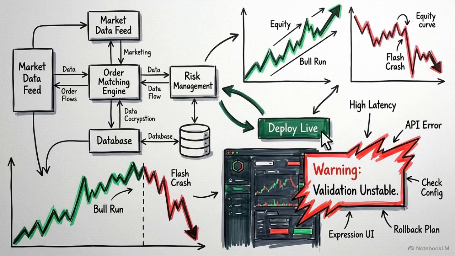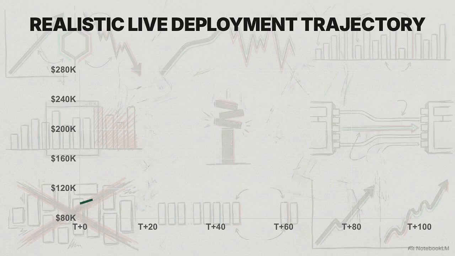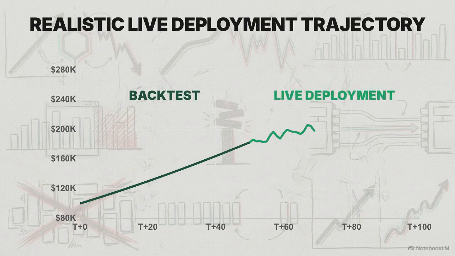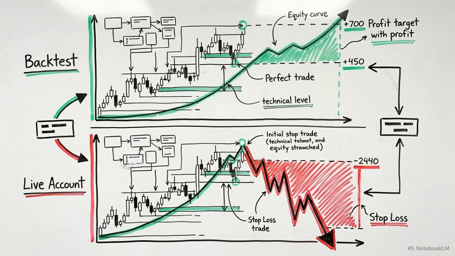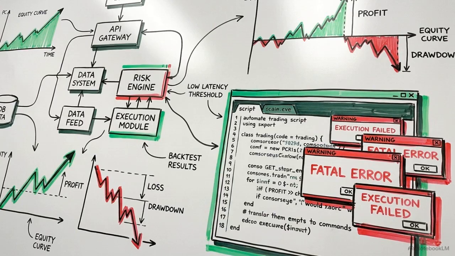Deploying them is dangerous. This diagram shows the realistic expectation of a properly engineered model. As the equity curve crosses into live deployment, it becomes bumpier, but continues an upward trajectory. A 30% drop in the Sharpe ratio from backtest to live execution is a standard, workable reality. While degradation is normal, a complete inversion of the edge, where a profitable backtest becomes a consistent live loser, means a structural engineering failure occurred in the pipeline.